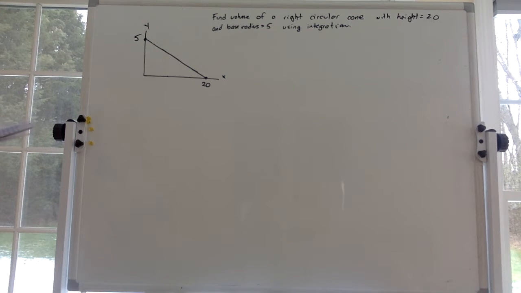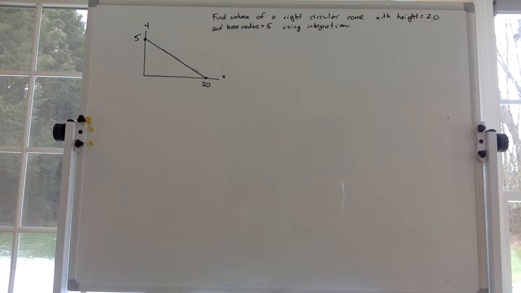Okay, in this problem, they want us to find the volume of a right circular cone with a height of 20 and a base radius of 5. And they want us to use integration because I'm sure there's some equation out there that I don't know that you can use, all right? But we're going to use integration. So let's see, how are we going to do this?